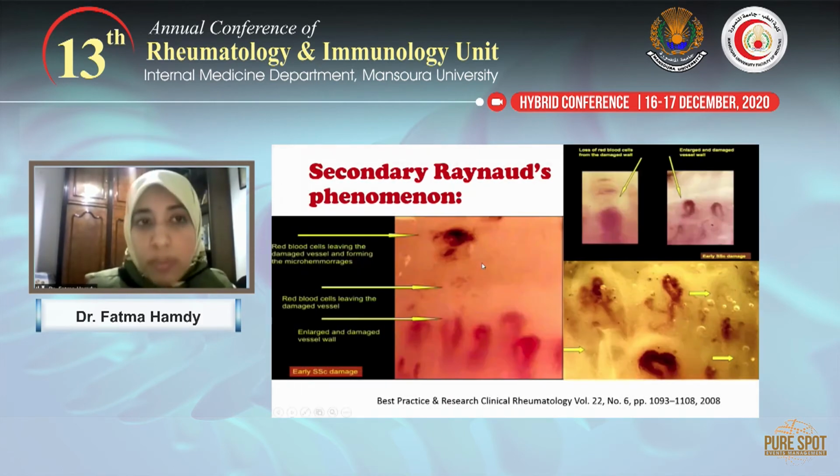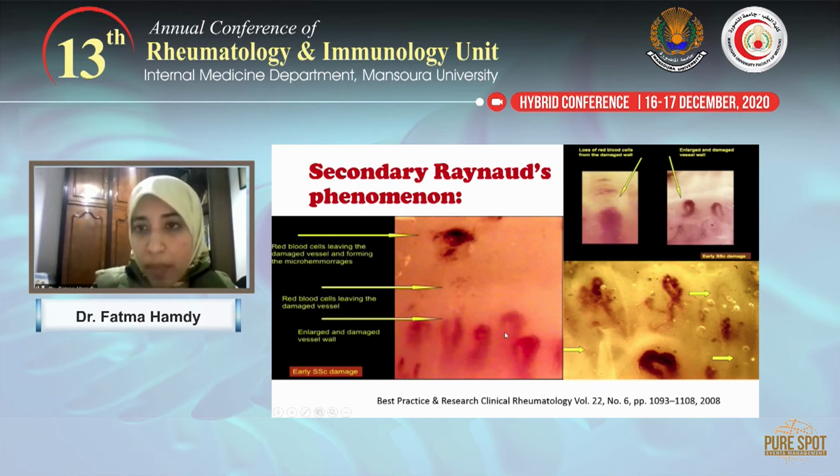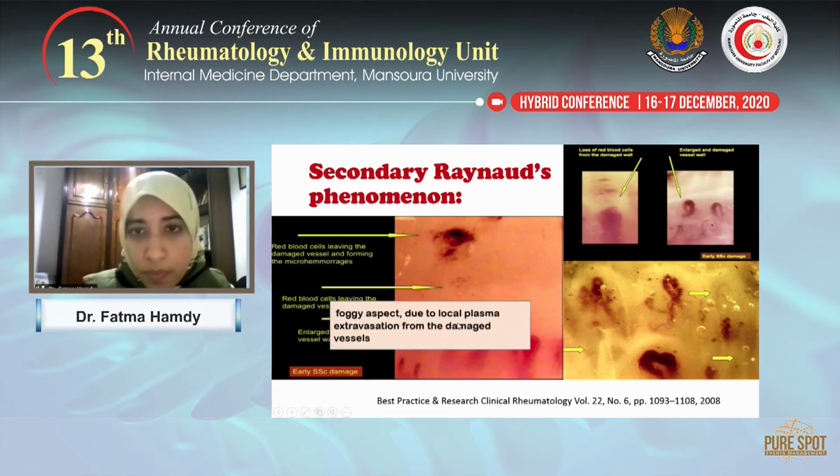These are also examples of abnormalities found in secondary Raynaud's phenomena. We can find here the giant capillaries. We can find the hemorrhage. We can find here the avascular areas. Also, we can find that the capillaries are slightly hazy, which is denoting damage to the wall of the capillaries.